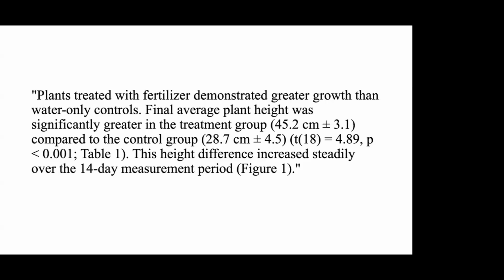Plants treated with fertilizer demonstrated greater growth than water-only controls. Final average plant height was significantly greater in the treatment group, 45.2 centimeters, plus or minus 3.1, compared to the control group, 28.7 centimeters, plus or minus 4.5. The t-test gave t(18) = 4.89 with a p-value of less than 0.001, referring to Table 1. This height difference increased steadily over the 14-day measurement period, as illustrated in Figure 1.